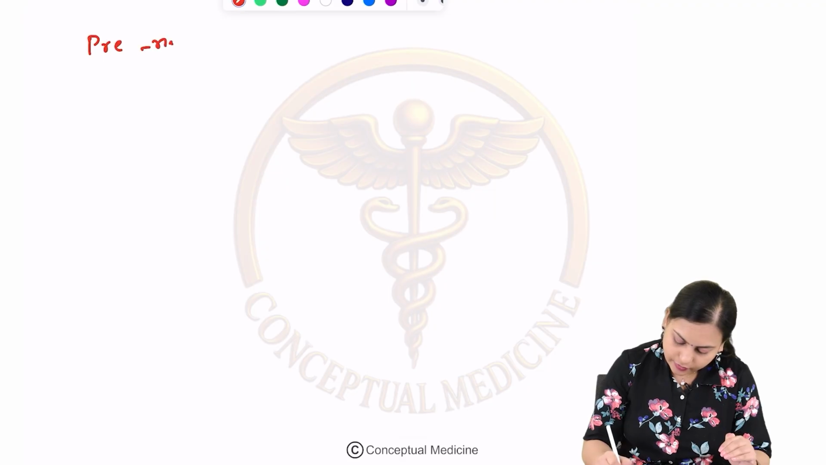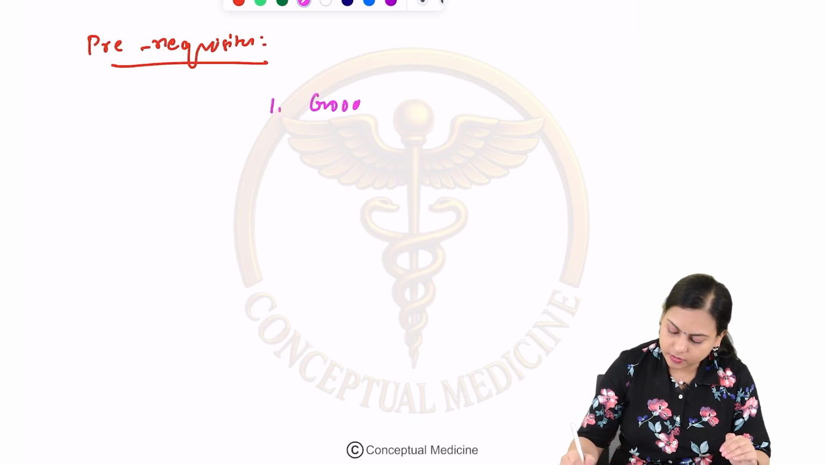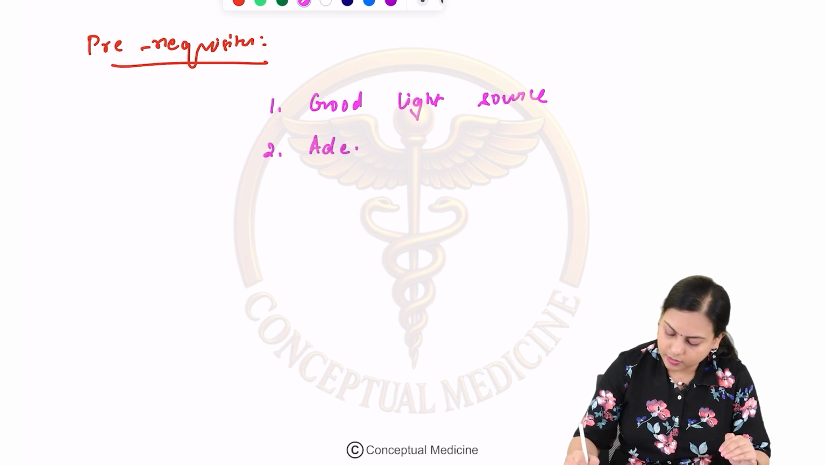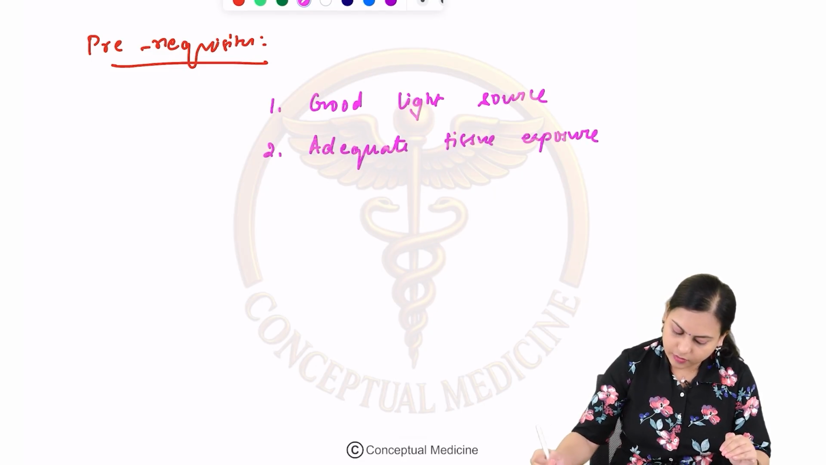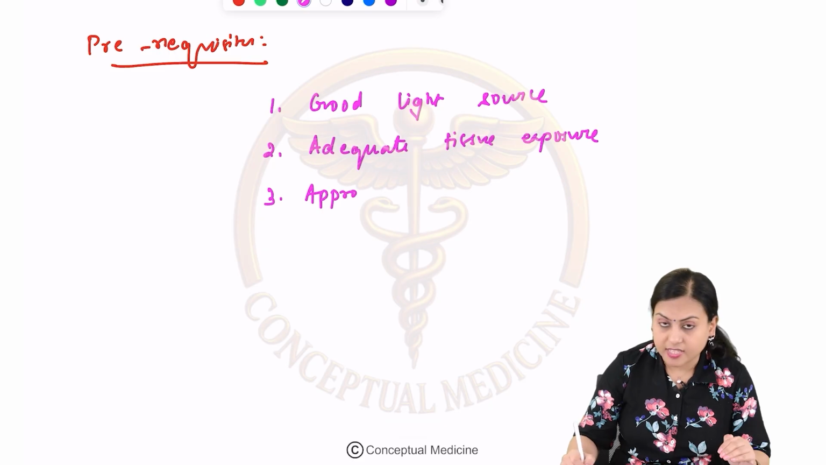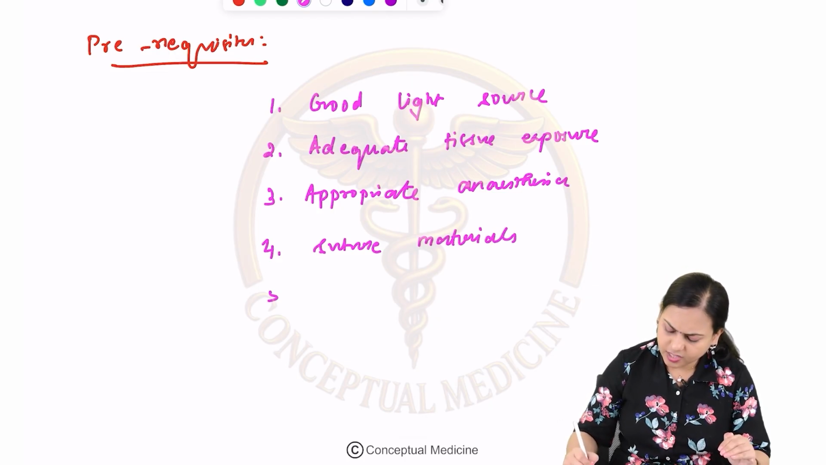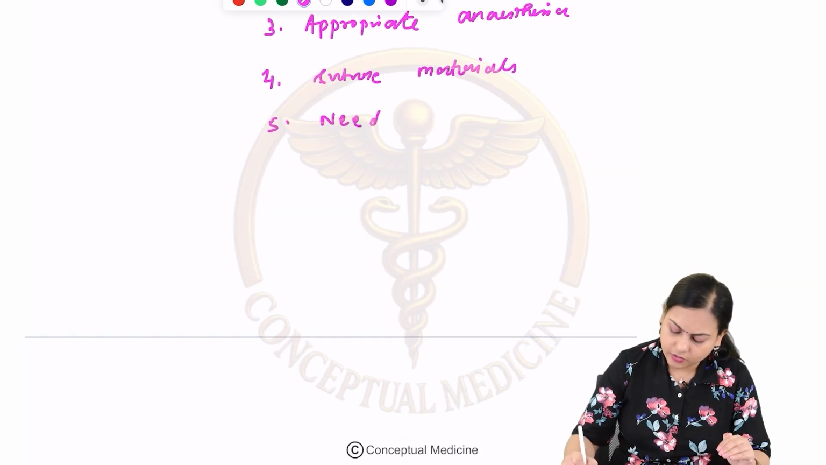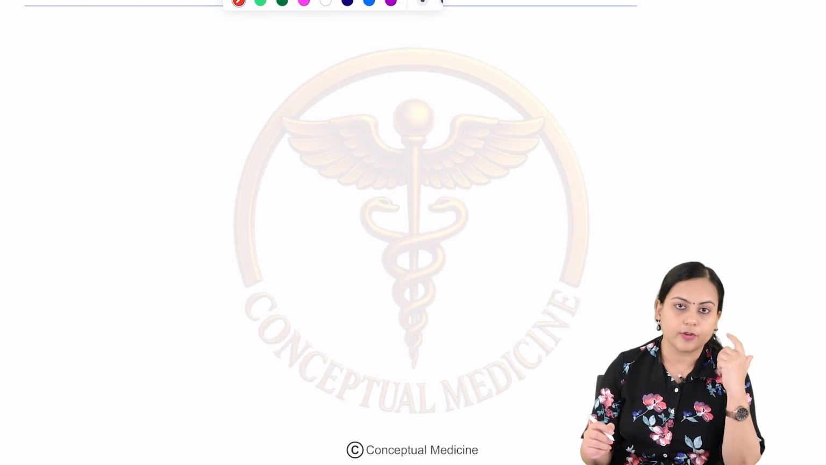So first let us see the prerequisites. We should have a good light source. There should be adequate tissue exposure. We have to give appropriate anesthesia. We should have proper suture materials. Then other instruments like needles, scissors, etc. Okay. So step by step we will see how we are going to repair a perineal tear.